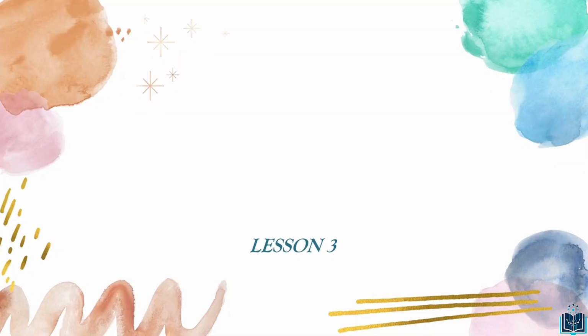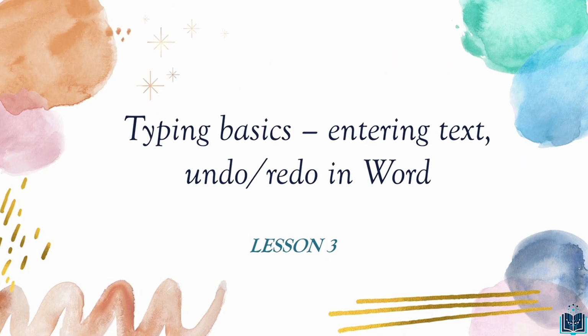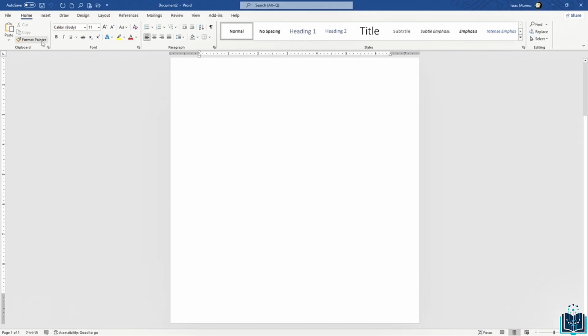Welcome to Lesson 3 of our Microsoft Word course. In this lesson, we will cover the very first steps of working in Word, typing basics, and you will learn how to enter text and how to use two powerful tools that make editing much easier, undo and redo. Okay, so let's start by opening up our document, and let's start with typing.